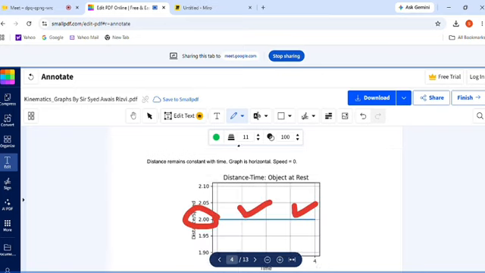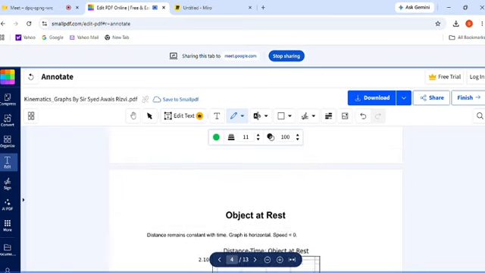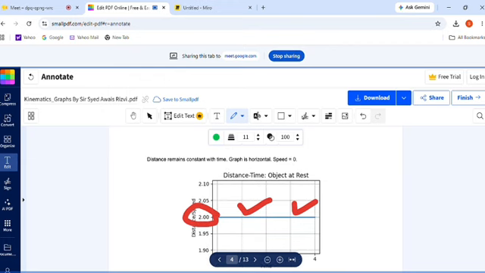Then I told you about the gradient. What does the gradient mean? Gradient means that there is a ratio between the change in the values of y and the change in the value of x. As the body covers some distance, there is also a change in the value of time and also a change in the value of the distance.